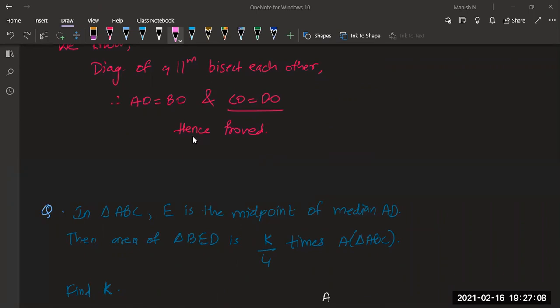So after drawing a triangle ABC, you will draw a median from A, which will intersect side BC at point D. Correct. Then AD will be the median, and on that median AD, E is the point which is the midpoint of AD, right? Then the area of triangle BED is K by 4 times the area of triangle ABC, and you have to find K.